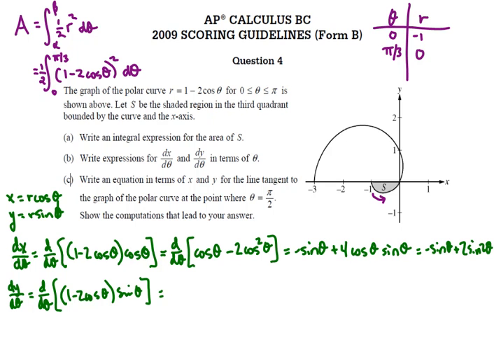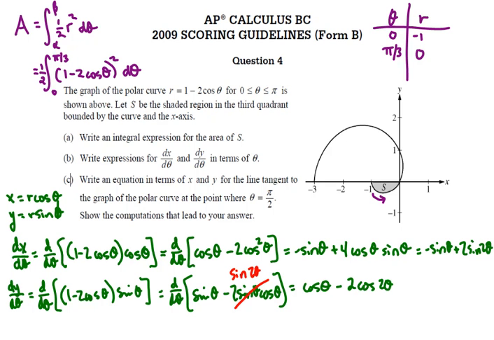For dy d theta, I start out similarly with 1 minus 2 cosine theta times sine theta, and distribute. I get sine theta minus 2 sine theta cosine theta, and that is just sine of 2 theta. So I find its derivative. It's cosine theta minus 2 cosine 2 theta. So for dx d theta, I have negative sine theta plus 2 sine 2 theta. And for dy d theta, I have cosine theta minus 2 cosine 2 theta. And so that is parts A and B there.